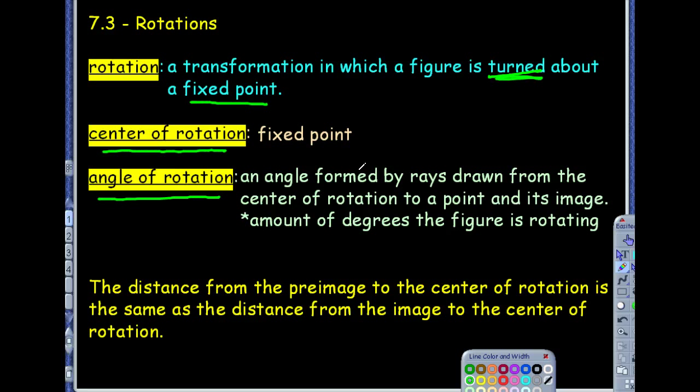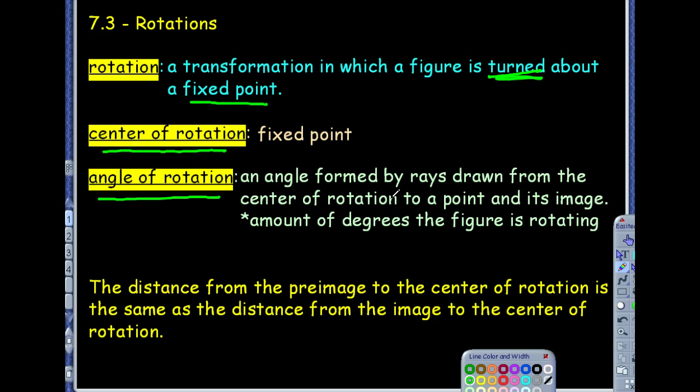Usually with angles we think about degrees. So how many degrees am I turning? How much you're turning, because they're not going to just say rotate. You could keep rotating and rotating and rotating. The angle of rotation is going to specifically tell you how much.